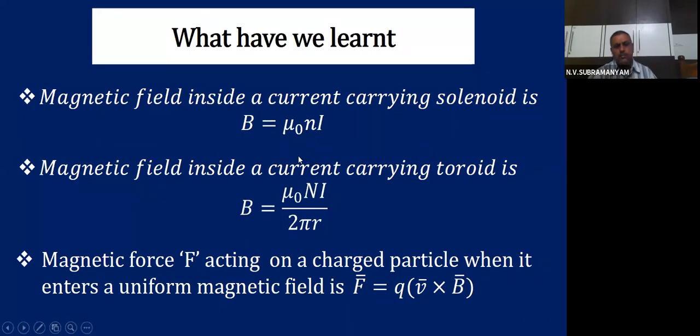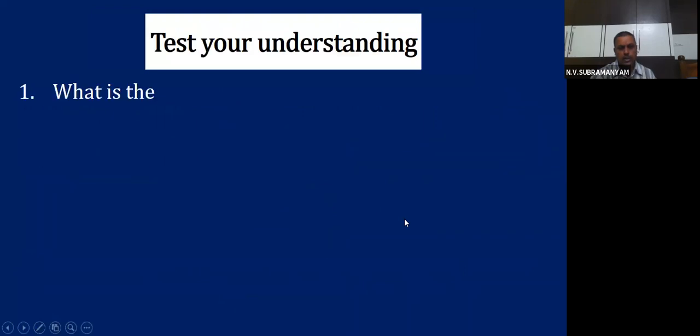Let us see what we have learned. Magnetic field inside a current carrying solenoid is B equals mu naught N i. Magnetic field inside a current carrying toroid is B equals mu naught N i by 2 pi r. Magnetic force acting on a charged particle when it enters a magnetic field is F equals Q V bar cross B bar. To test your understanding, 2 questions.